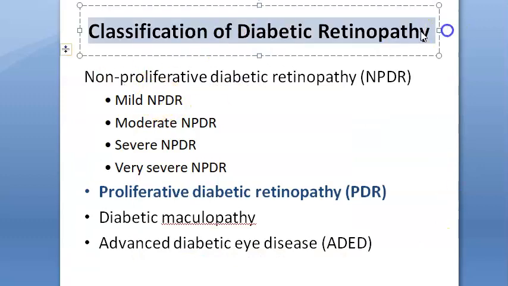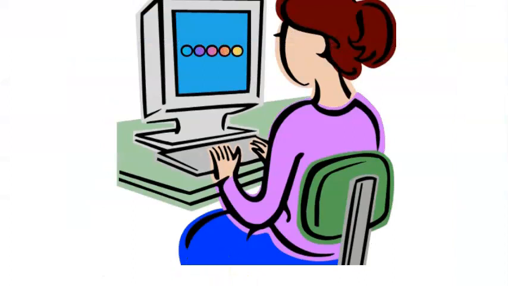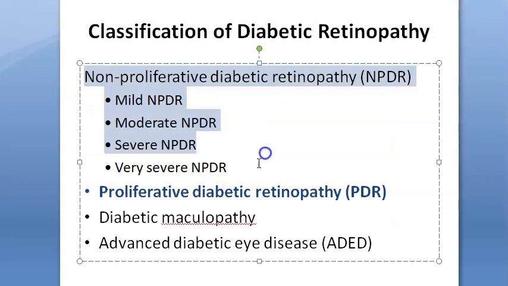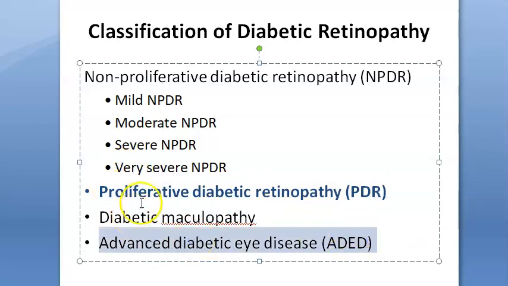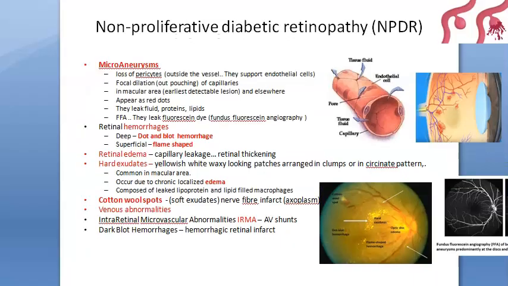That will then lead to neovascularization. So you have diabetic retinopathy. Guys, how's it going? Is it fine? Okay. Diabetic retinopathy types: you have non-proliferative, and again that you have mild, moderate, severe, very severe, proliferative, then diabetic maculopathy, advanced diabetic eye disease. In the exam, they seem to be focused more on proliferative diabetic retinopathy. This comes very late in life, but young people who are diabetics can get it sooner. So that is a problem.